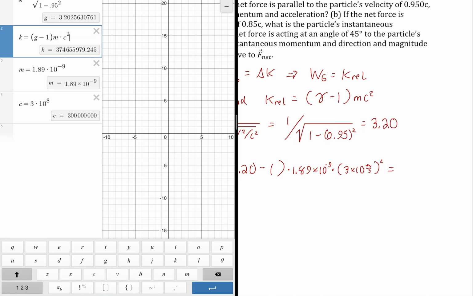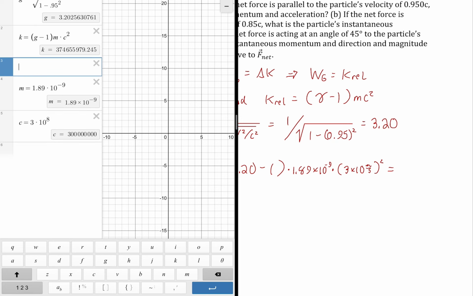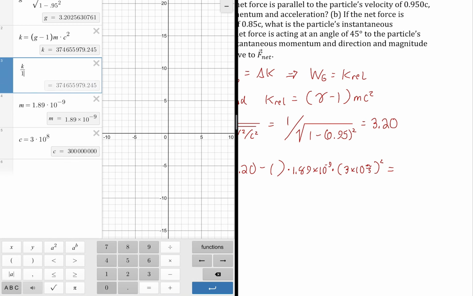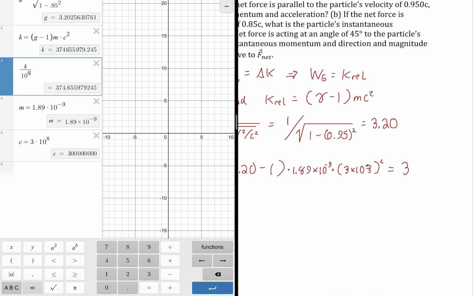What if we go ahead and divide that? Let's enter down here. If we take K and divide it by 1,000, what if we divide it by 1,000,000? So we put it in that order of magnitude. So it's 374 million, okay? So we'll write it like that. So 3.74 times 10 to the 8, and that's going to be joules.